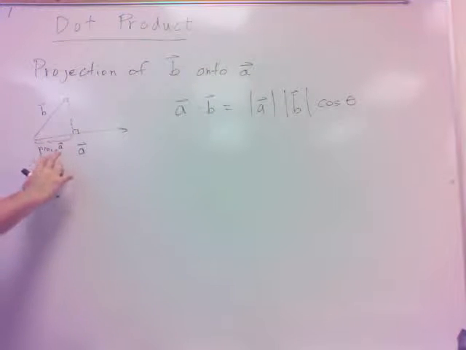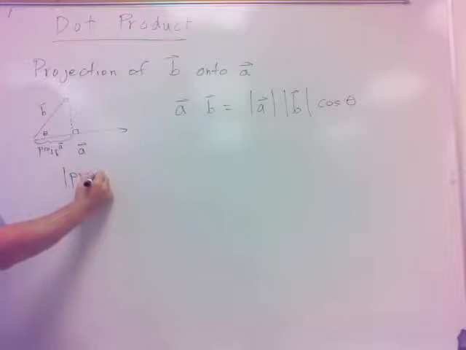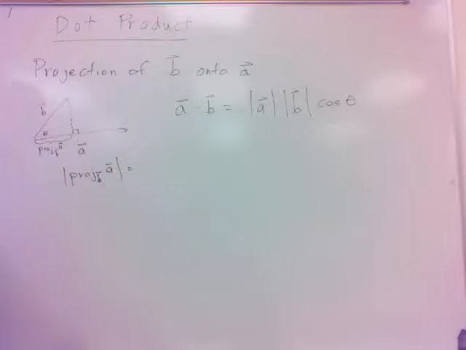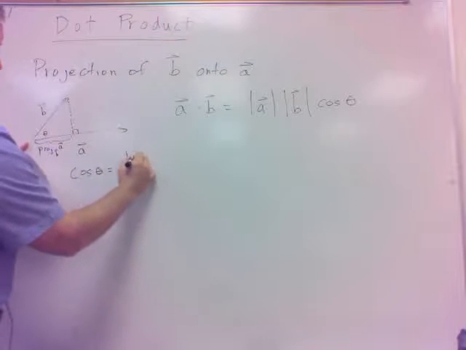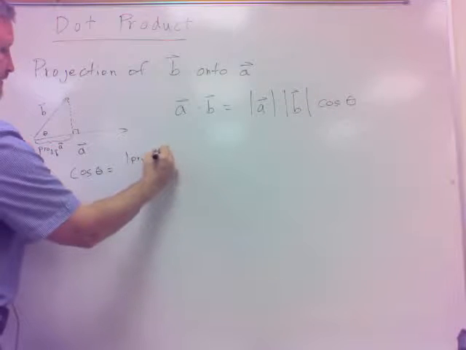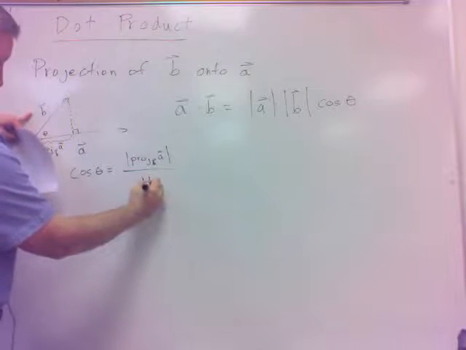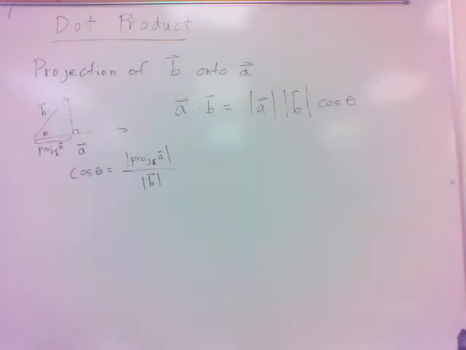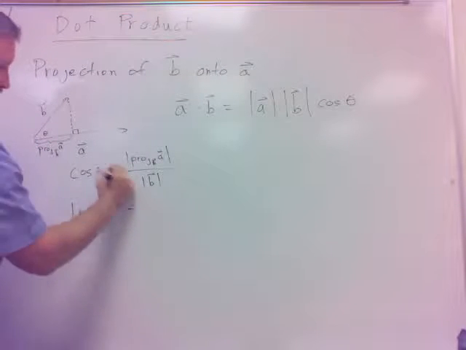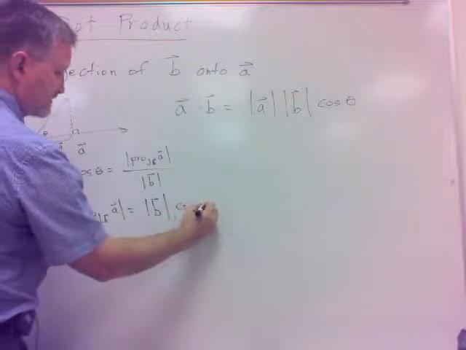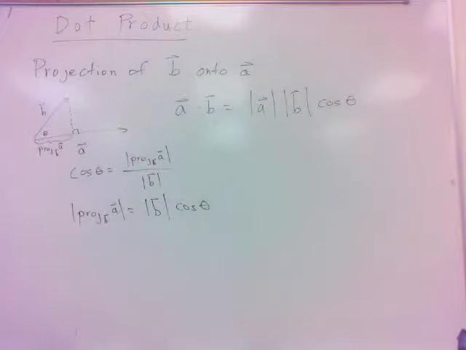Well, we can see here that since that's angle theta there, the magnitude of this projection vector is, well, the cosine of the angle is the projection length, the length of that projection vector, divided by the magnitude of B. And so the length of the projection vector would just be, wouldn't it, magnitude of B times the cosine of theta. Yeah, cross multiply there. Okay.